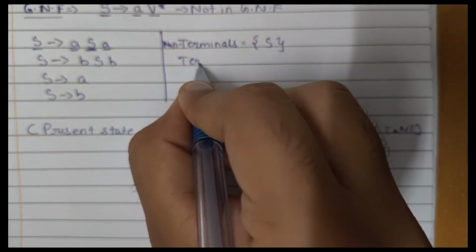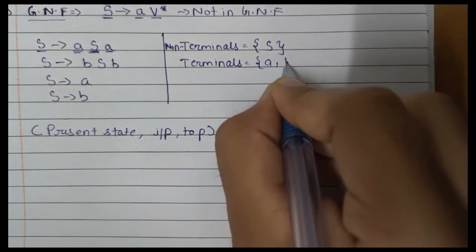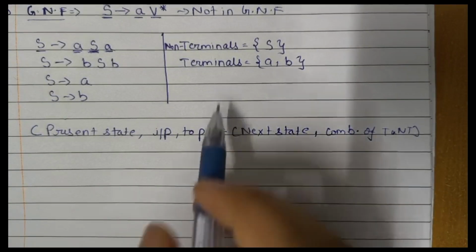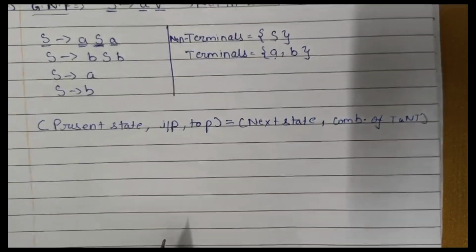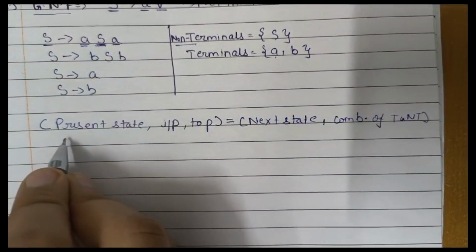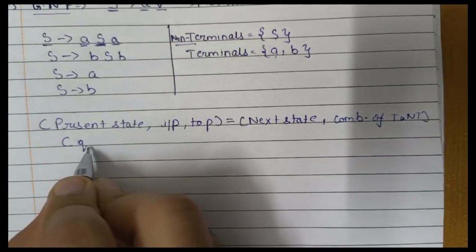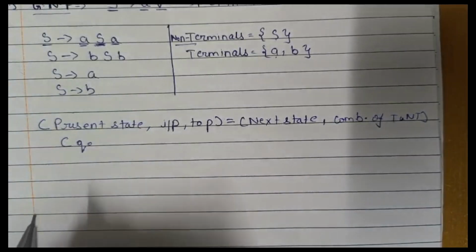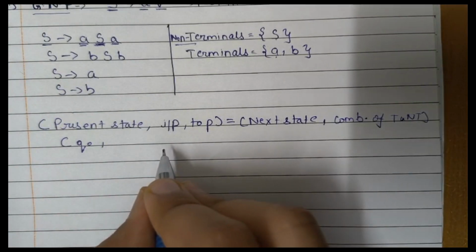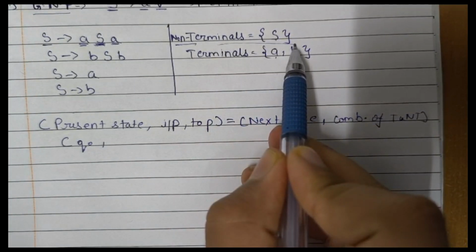And the terminals are denoted by small letters. So these are small a and small b. Now we have to write the production rules for both of them. So first understand how to write for the non-terminal. For the non-terminal, in the RHS we are going to write the present state. Let's consider the present state is Q naught. Okay. After that, we are going to write the input. Whenever we are writing the production rules for any non-terminal, here it is S.